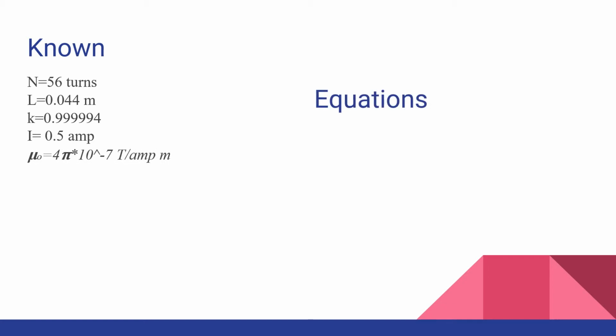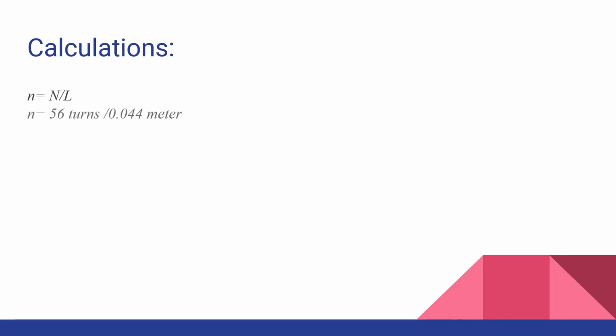The equations needed to solve for magnetic field include the equation for turn density, the equation for mu, and the equation for magnetic field at the center of the solenoid. We then needed to find turn density, mu, and magnetic field. The turn density is calculated by dividing the number of turns by the length of the coil. So the turn density is 56 turns divided by 0.044 meters, giving a turn density of 1,259.89 turns per meter.